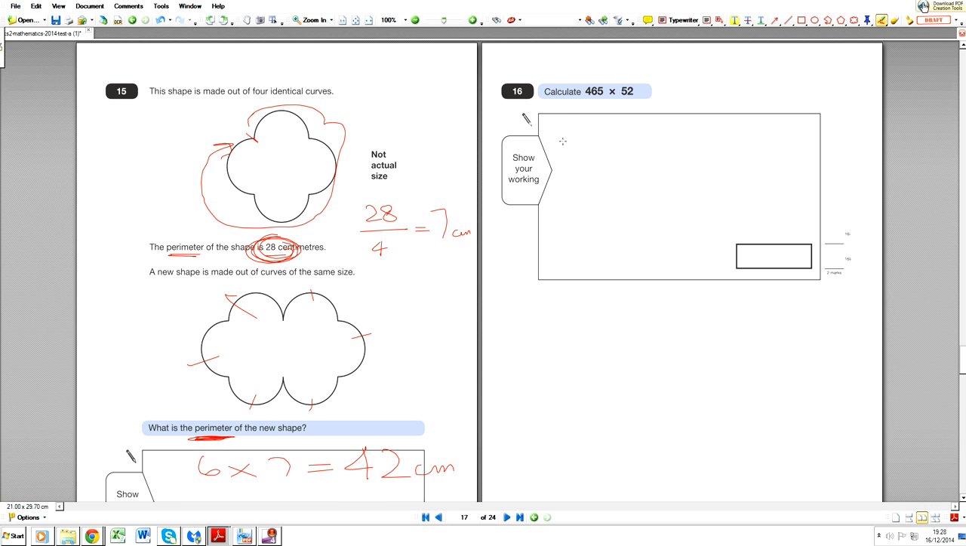I'm going to use the traditional long multiplication method here, so you can check my answer against yours. If you use different methods, not a problem. Okay? So let's have a look.